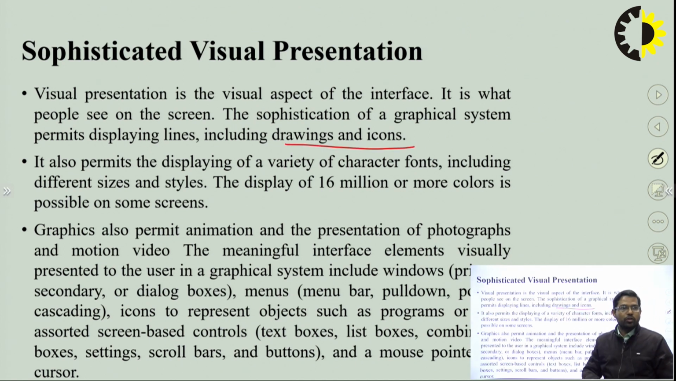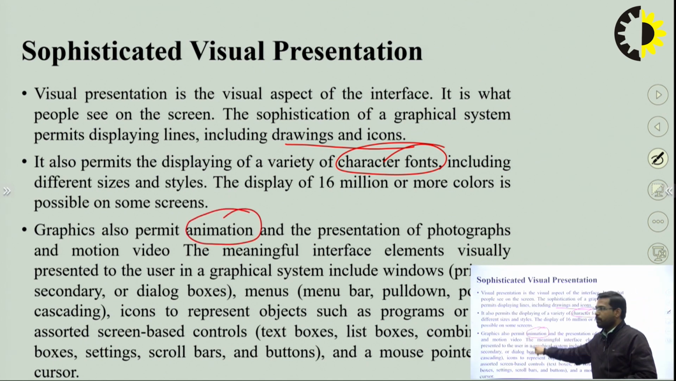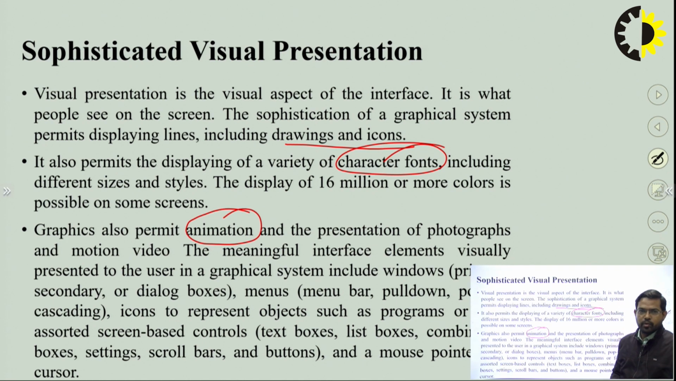It also permits displaying a variety of character fonts, including different sizes and styles. There are lots of colors, 16 million colors, and more colors are possible on some screens. Graphics also permit animation, just like when you copy and paste any data from one location to another location. So the animation is there: the file is moved from one location to another, and there is the presentation of photographs and motion videos.